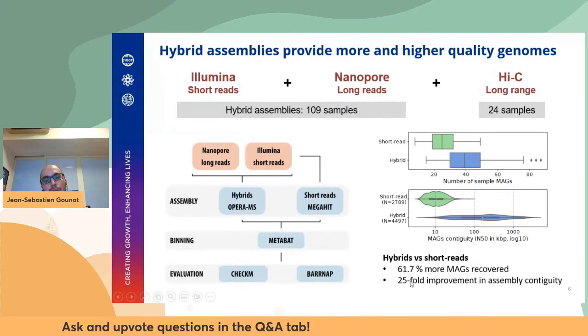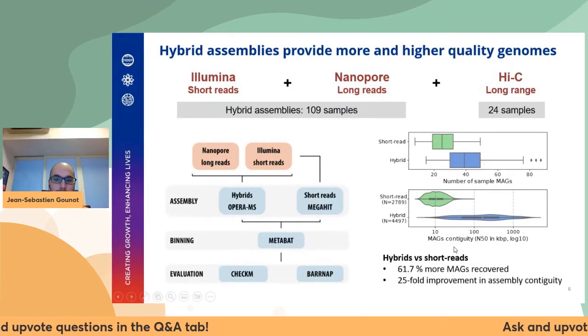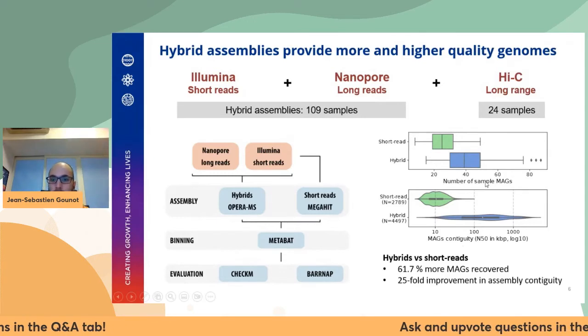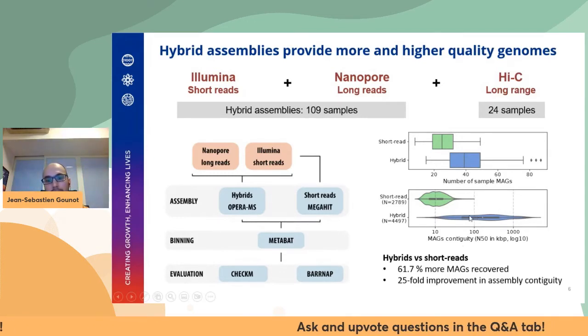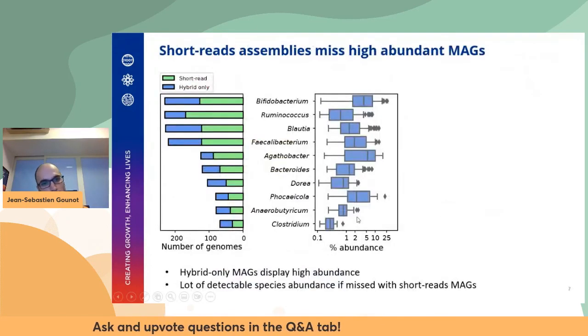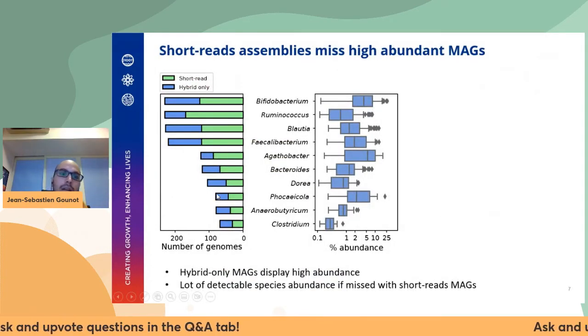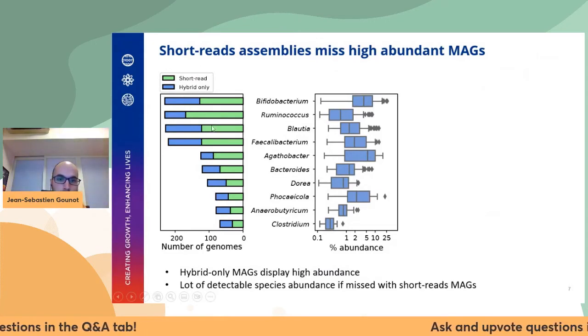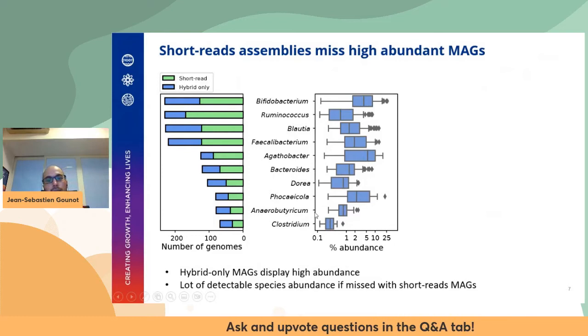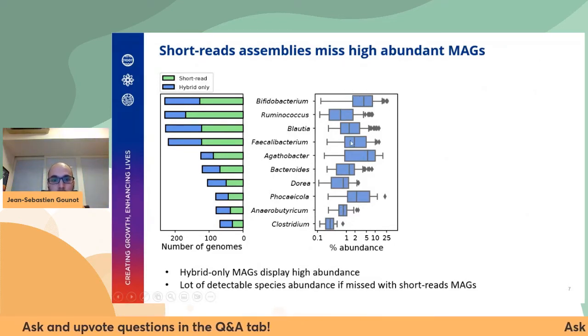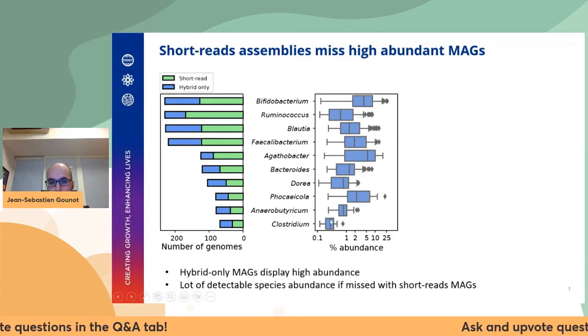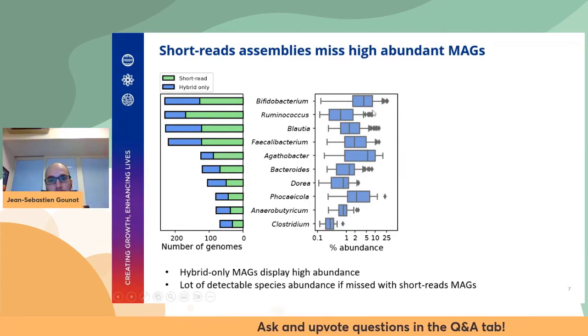So we have a 25-fold improvement in terms of assembly contiguity looking only at N50 when we have hybrids compared to short reads. And if you look at the hybrid-only MAGs, you can find them in all of the different genera. And interestingly enough, the abundance of these hybrid-only MAGs is not only low abundance species, but also highly abundant species, for example, in the Bifidobacterium.